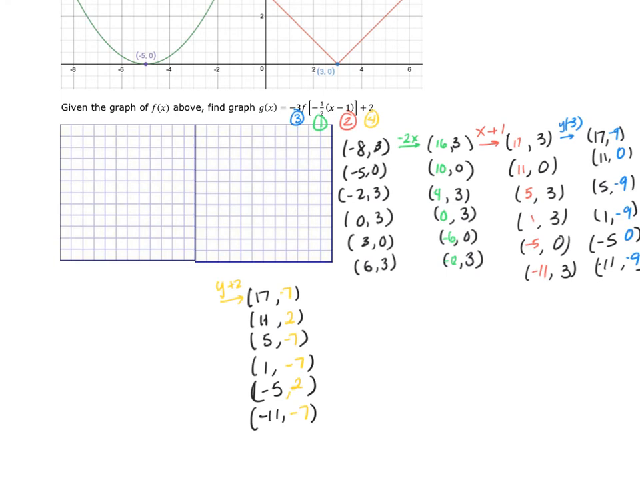So my first point right here, I'm going to call this number 1. It went from negative 8, 3 to positive 17, negative 7.